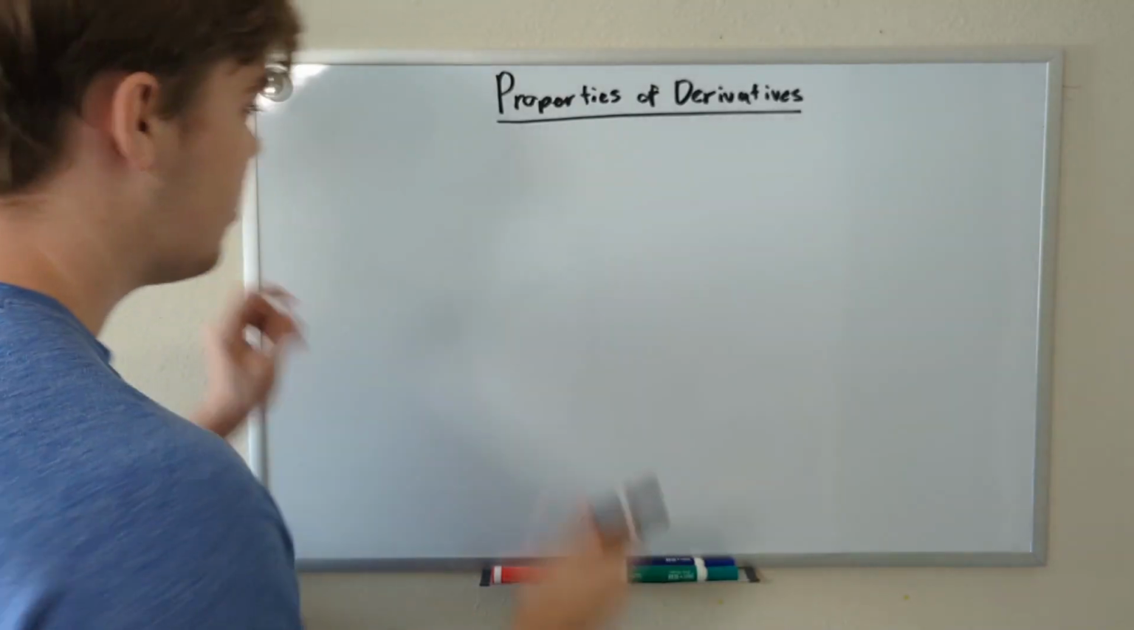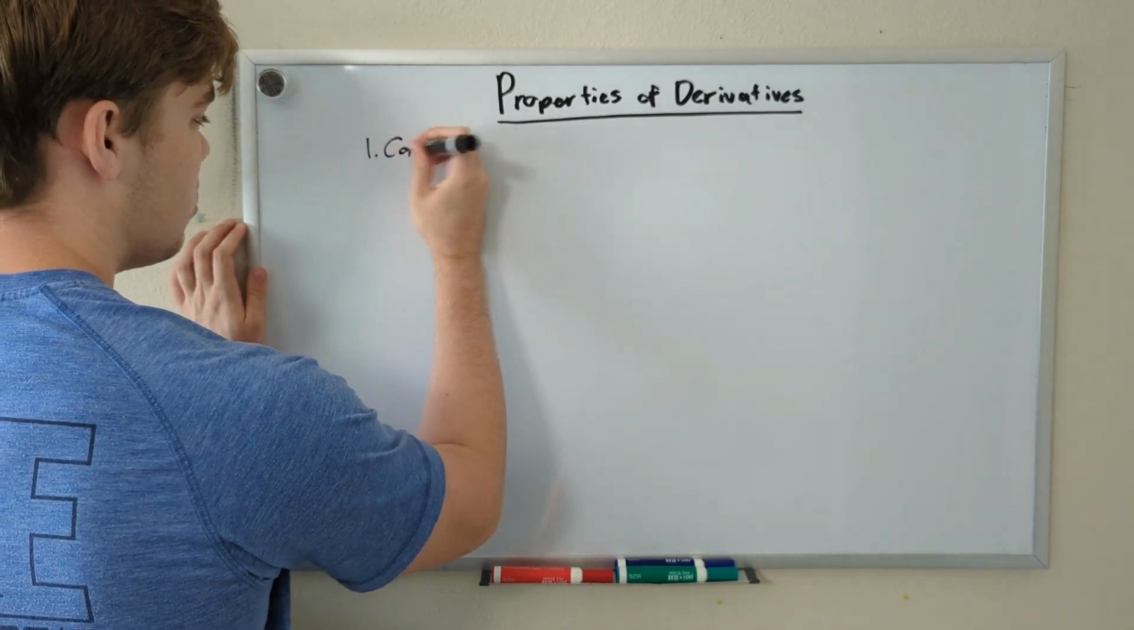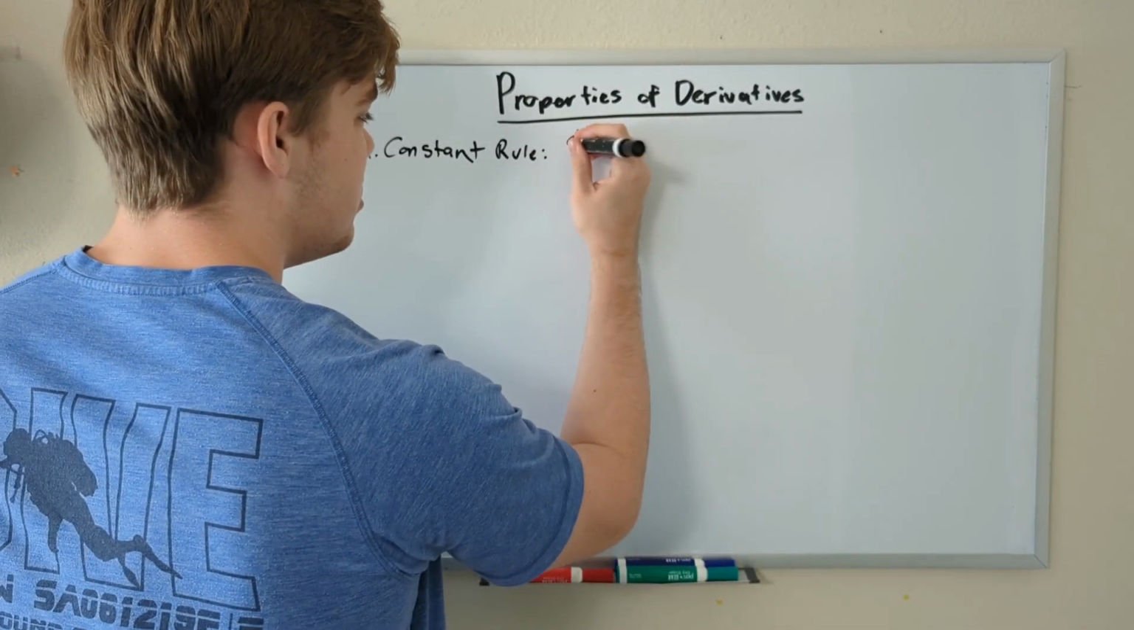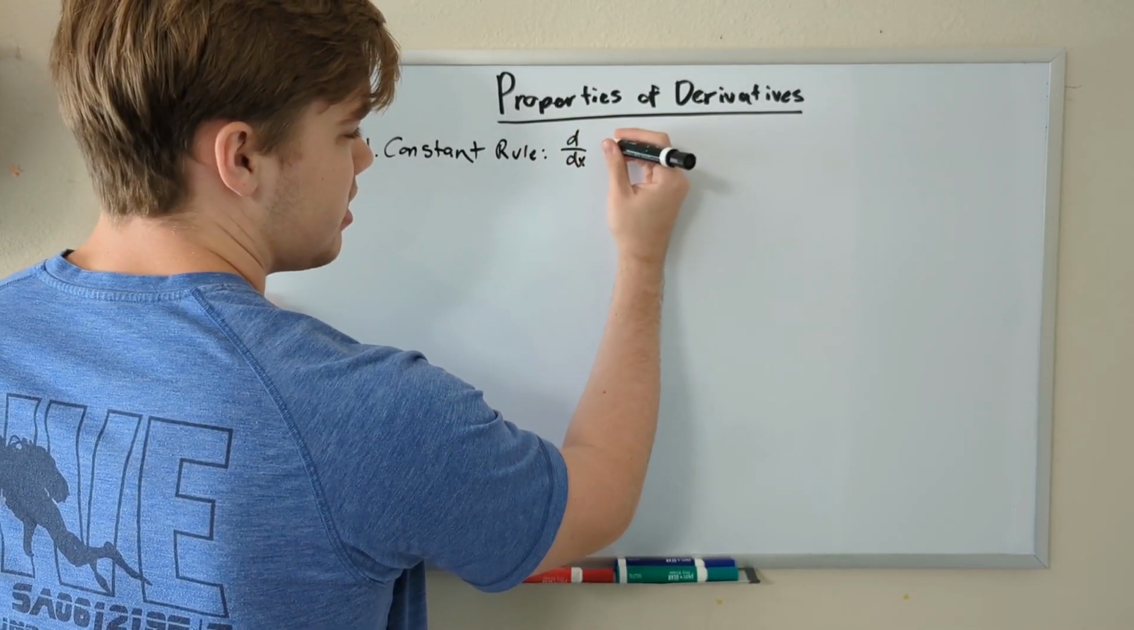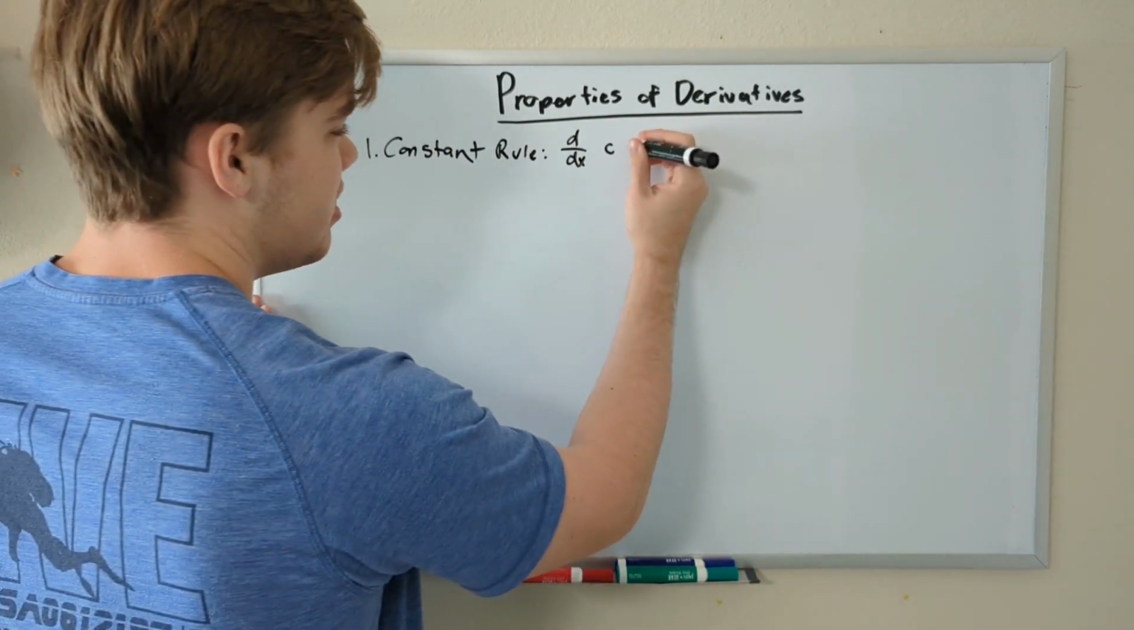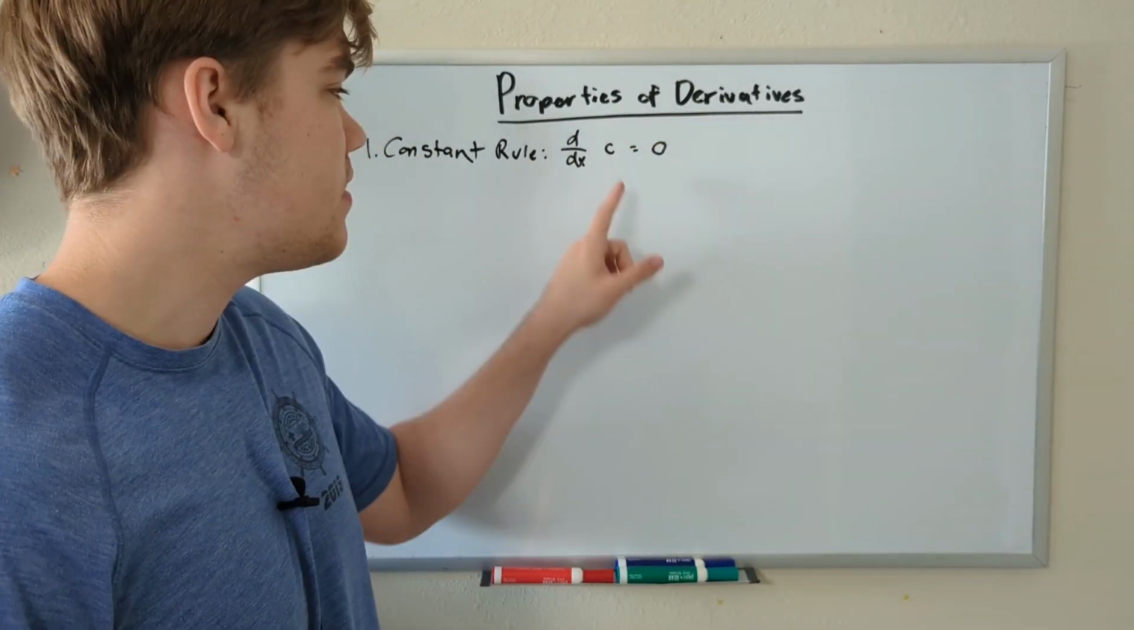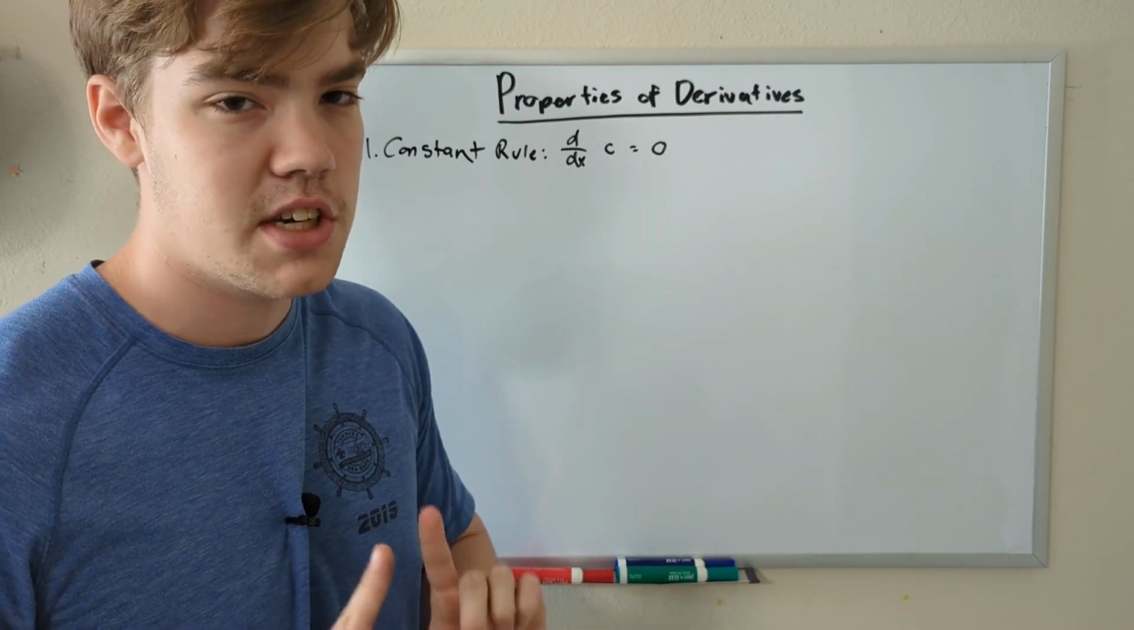Let's get started. Our first rule is the constant rule. The constant rule states that the derivative d dx of a constant, let's just say c for any constant, is just equal to 0. If you have a constant number, the derivative is always equal to 0.